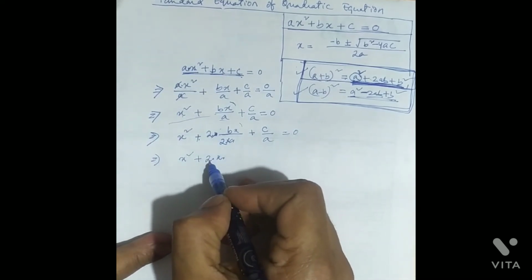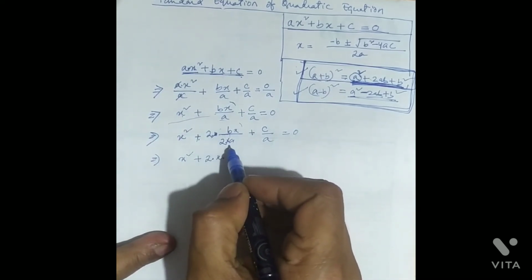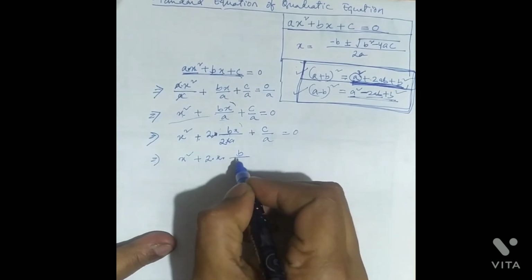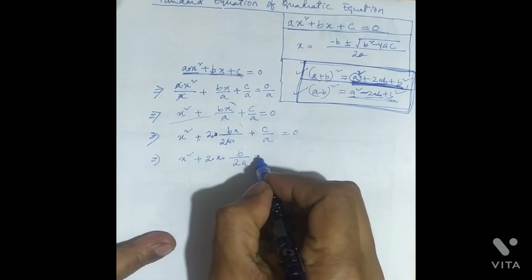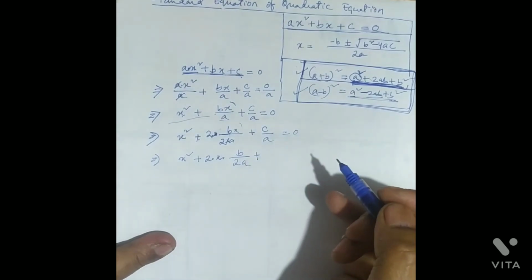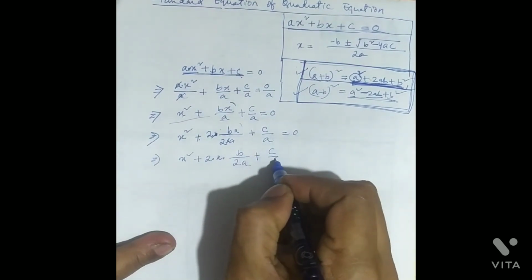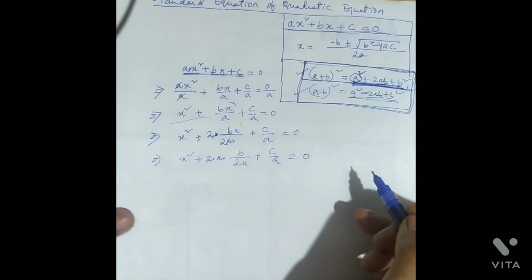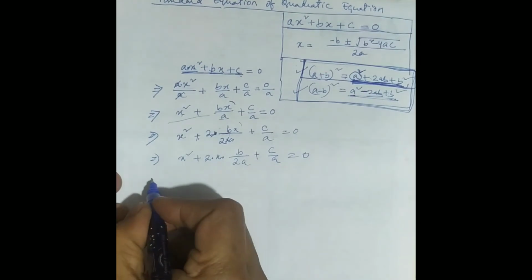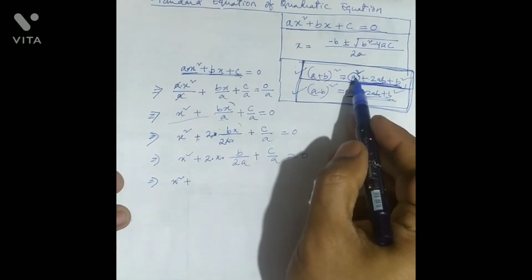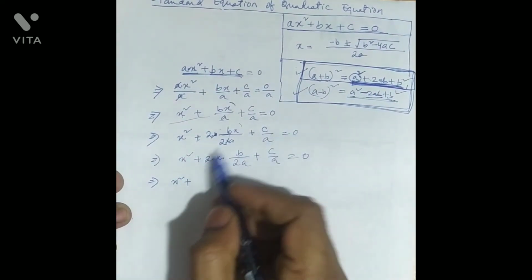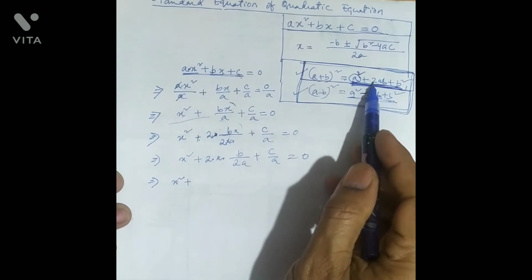To yahan pe 2 daal diya, x daal diya, reh gaya kya? b by 2a. Okay. Plus c by a is equal to 0. Or simplify karenge, x square plus a square, yahan pe maine a ke jagah mein x hai, twice ab.